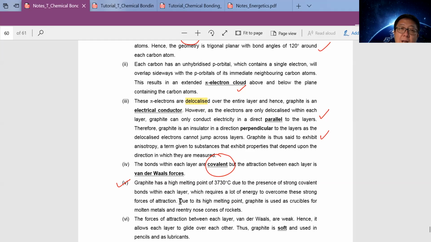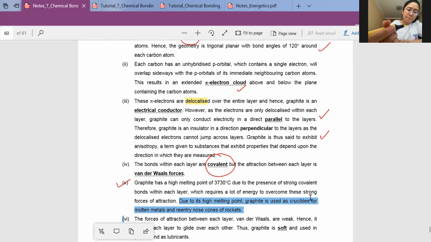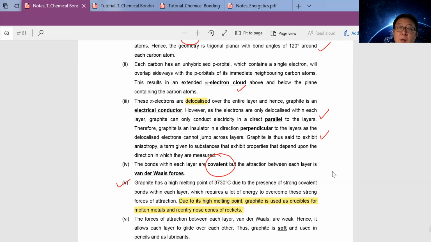Okay, so can you see that in the lab? Sometimes you can see crucibles which are made of graphite. Really very strong because of the melting point. Okay, so this is the uses of graphite. You all should take note in case you're asked.